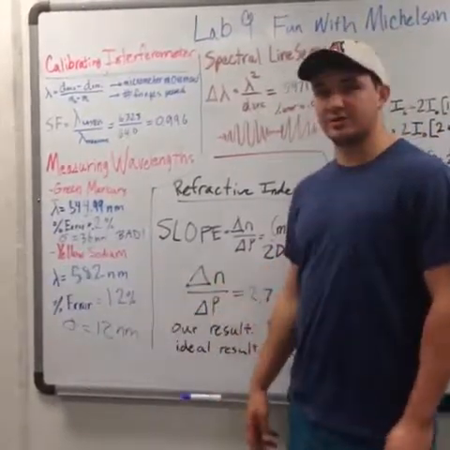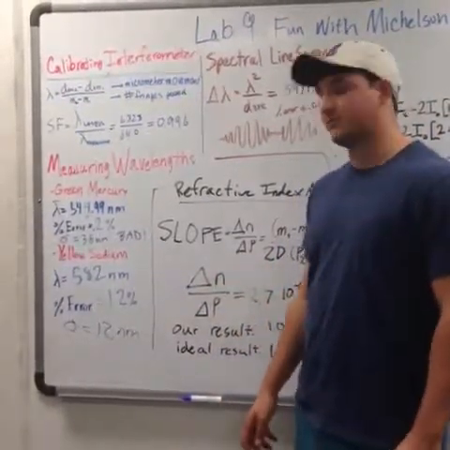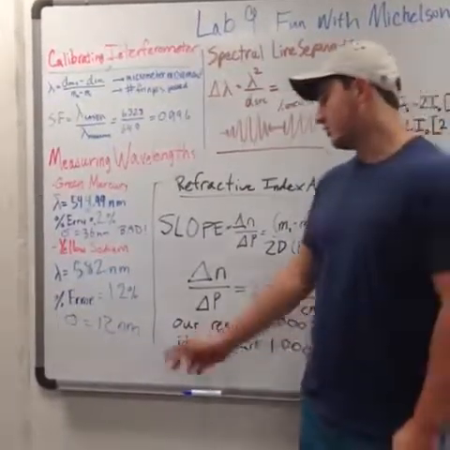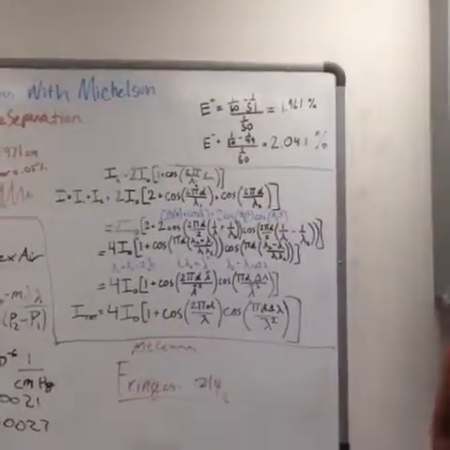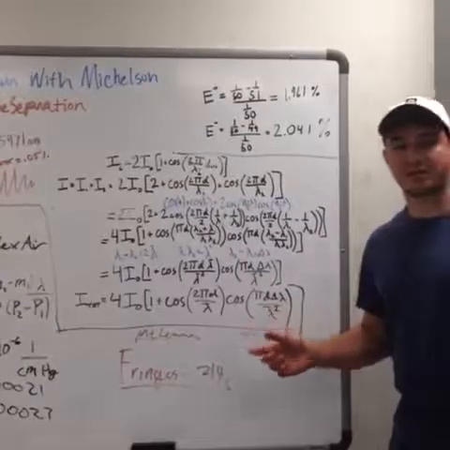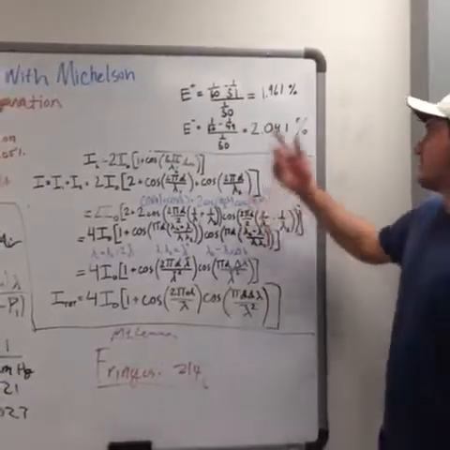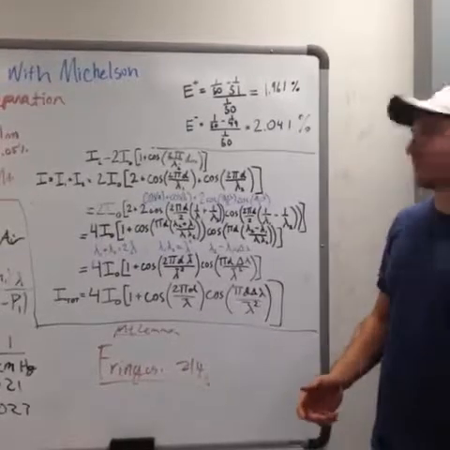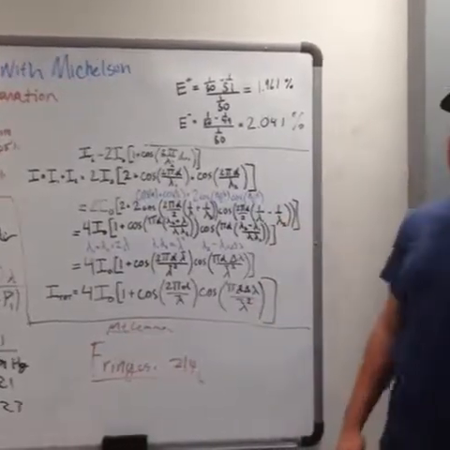Next, we used the yellow sodium light source, and we found a wavelength of 582 nanometers with a percent error of 1.2% and a smaller standard deviation at 12 nanometers. The percent error difference in doing one additional fringe count by accident for 50 fringes came out to 1.961%, and one less fringe than necessary came out to 2.041%.